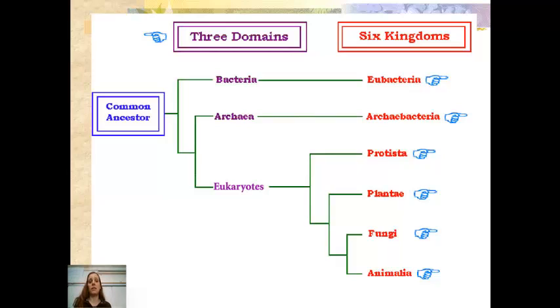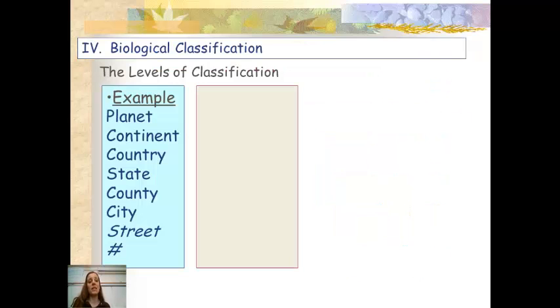This is a quick breakdown of how the Linnaean system works. We have a common ancestor. That common ancestor is placed into one of the three domains, either bacteria, archaebacteria, or eukaryotes. It's then placed into one of the six kingdoms. It would then be placed into an order, and then a family, and then a genus, and then a species, etc.